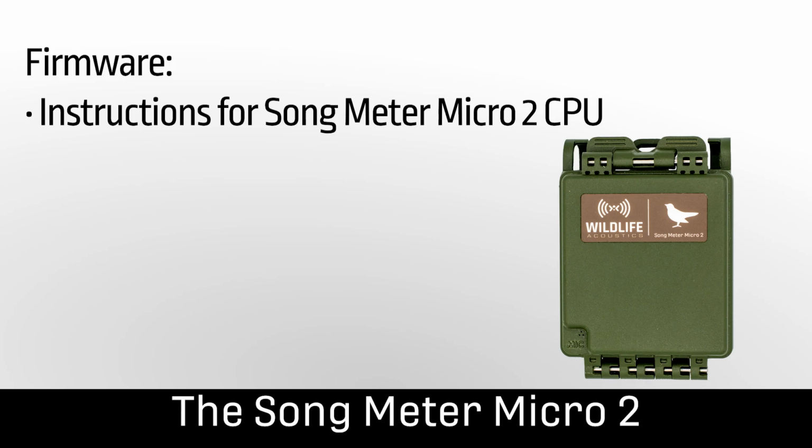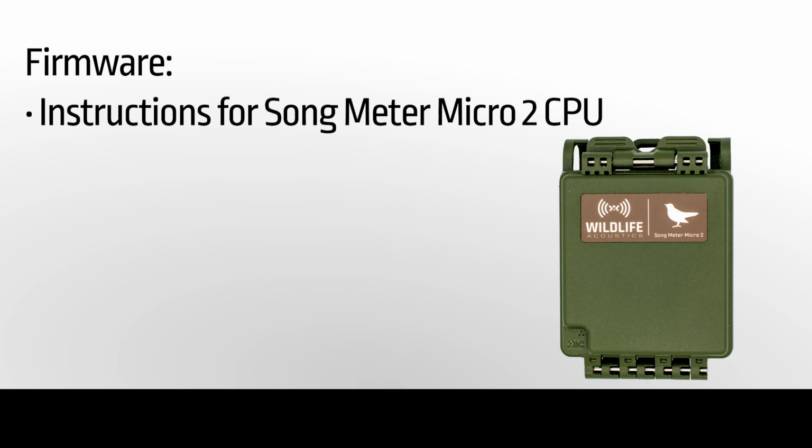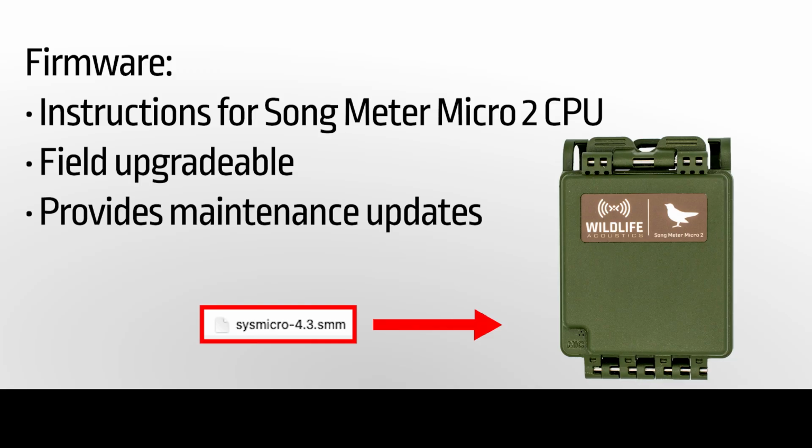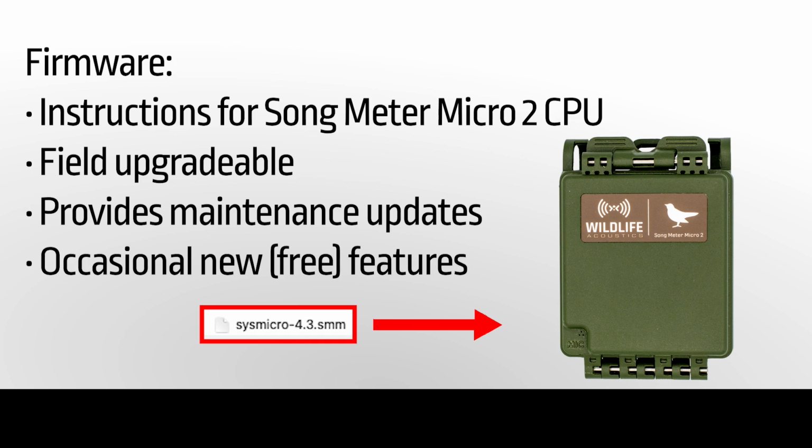The SongMeter Micro 2 uses a programmed firmware to define its internal functions. The firmware can be updated in the field by way of a small digital file. New firmware update files are made available for download at the Wildlife Acoustics website. This allows Wildlife Acoustics to provide periodic maintenance updates as well as add new features for your SongMeter Micro 2.